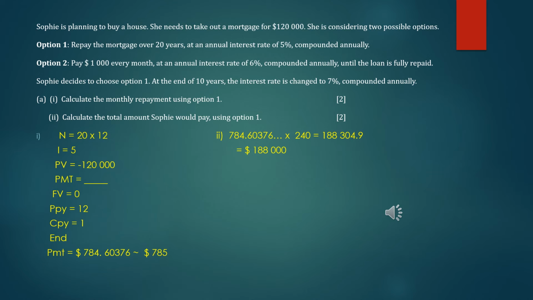The PMT is equal to 884.60376 and some more decimal places. And this rounds to $785.